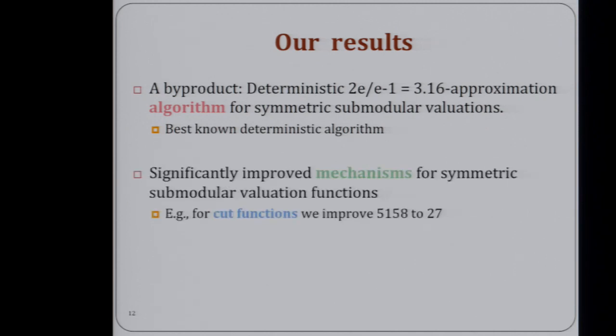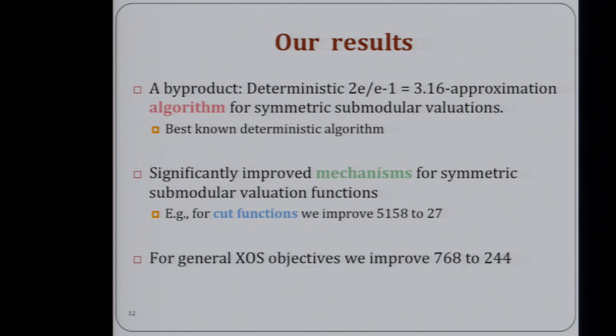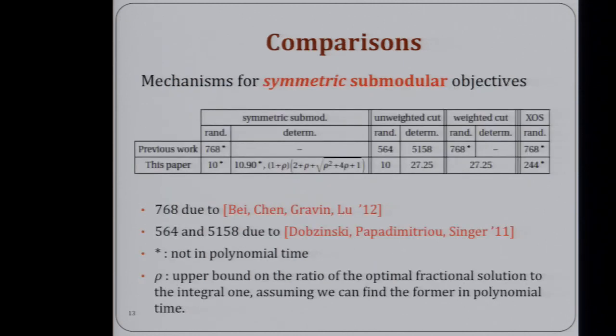We also get significantly improved mechanisms for some of the cases that I mentioned so far. We moved down from 3- and 4-digit approximations down to 2 digits, to small constants. We also have a small improvement for XOS. We get an improvement by a factor of 3, going from 768 to 244. So here is a summary of what we have achieved so far. For general symmetric submodular, we improve 768 to 10.